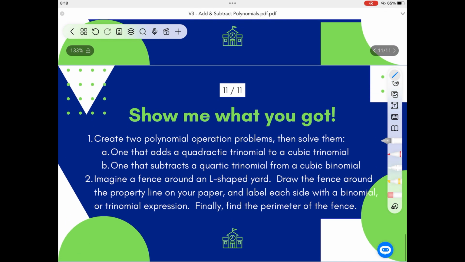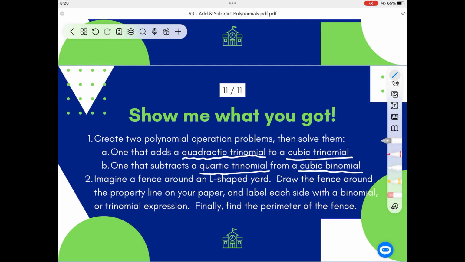So for the show me what you got, the challenge problems here, to earn your bonus points on your note sheet or on a separate piece of paper, for problem 1, try to create two polynomial operation problems, then solve them. So create a polynomial addition problem where you add a quadratic trinomial to a cubic trinomial. And then for the second problem, I want you to subtract a quartic trinomial from a cubic binomial. And you can use whatever coefficients you want, but see if you can make that problem. Again, a little bit of a challenge, but try it out.